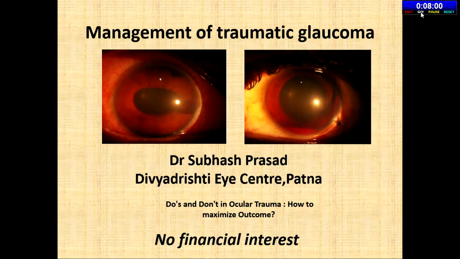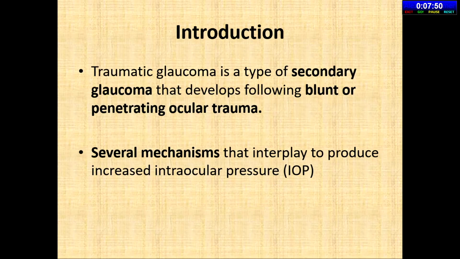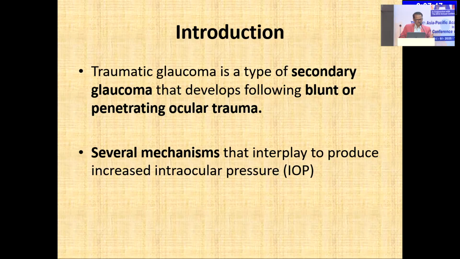Thank you, Dr. Amit, for including me in this course. We all know that ocular injury can cause damage anywhere from the conjunctiva to the optic nerve or the orbit. And traumatic glaucoma occurring after any injury is very common. It's a kind of secondary glaucoma that develops following blunt or penetrating ocular trauma.